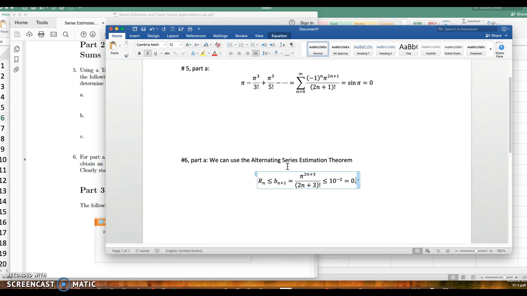All right, so if we didn't have this factorial, we could solve this algebraically. With the factorial and a variable in the exponent, this is actually very difficult to solve algebraically. So I'm going to set up a spreadsheet and look at when these terms, the non-alternating part of the terms, get to be less than 0.01.